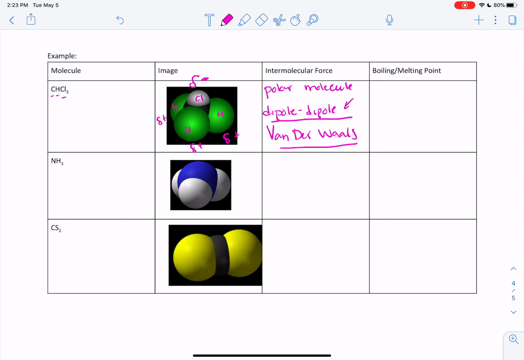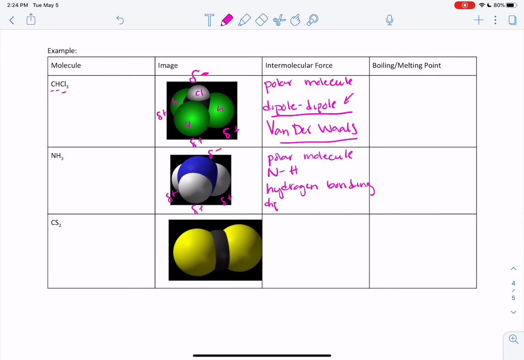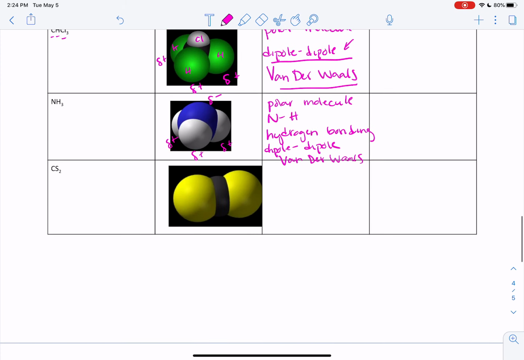All right, let's look at NH3. So here we have nitrogen and hydrogen, which have very different electronegativities. Nitrogen is going to be partially negative, hydrogen is partially positive. Okay, so this is a polar molecule. And we have nitrogen bonded to hydrogen. So we have hydrogen bonding. And then we have everything weaker than that too. So we also have dipole-dipole because it's polar. And we also have van der Waals because everything can have van der Waals. Okay? All right, so let's look at our last one here.